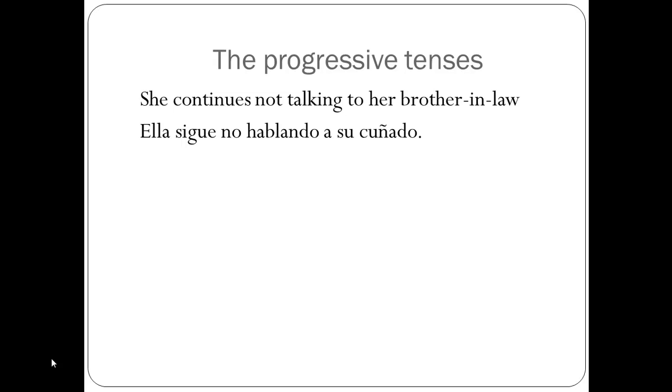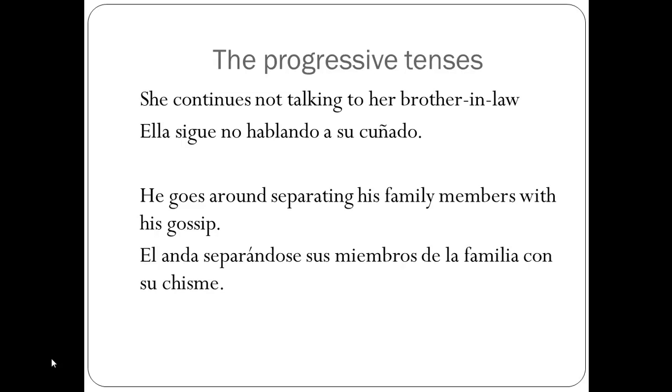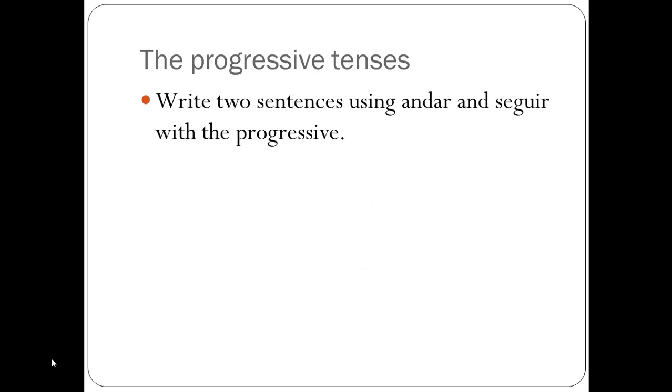So, here's some examples of andar and seguir with the present progressive. She continues not talking to her brother-in-law. Ella sigue no hablando a su cuñado. Or if I want to use andar, I could say something like, él anda separándose sus miembros de la familia con chisme. He's going around separating his family members with his gossip. It's a negative connotation.